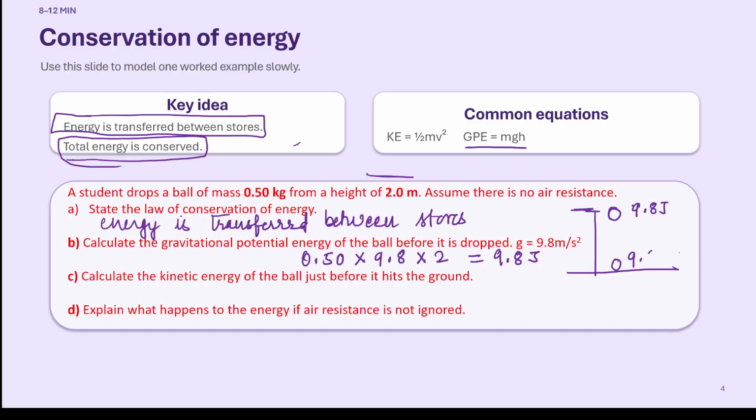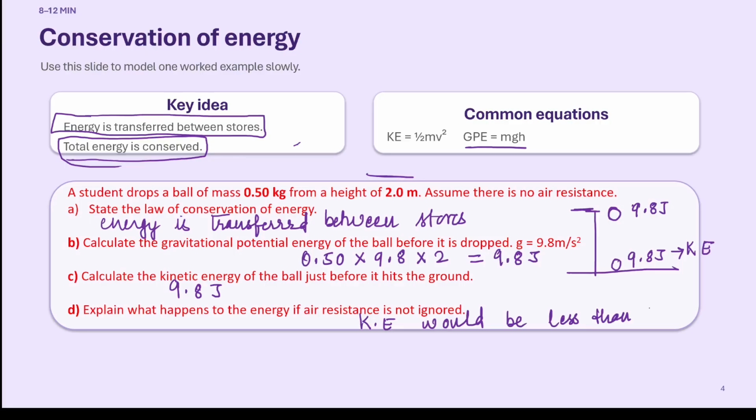What happens to the energy if air resistance is not ignored? If there is air resistance, out of this 9.8 joules, some energy would go to the air resistance. So kinetic energy would be less than 9.8. Why? Because a part of the energy would be lost as thermal energy. This is what air resistance would do. Air resistance would rub against the body and reduce its kinetic energy, and the body would heat up. So it would be lost as thermal energy.